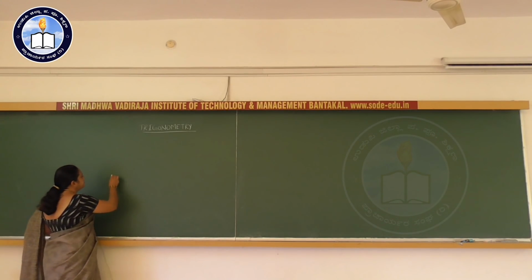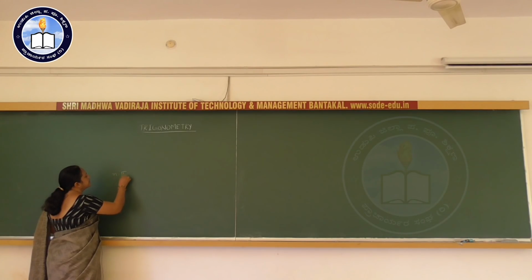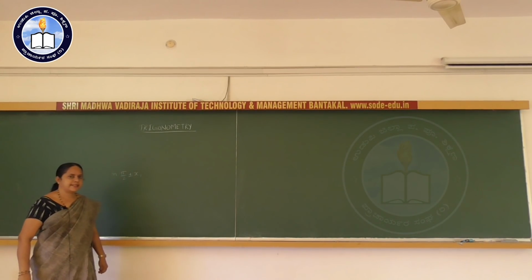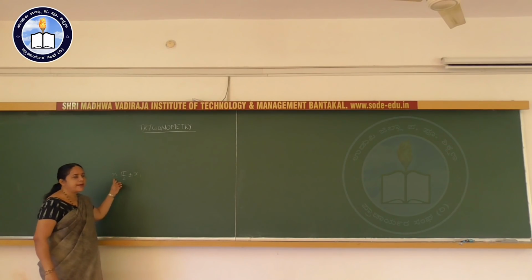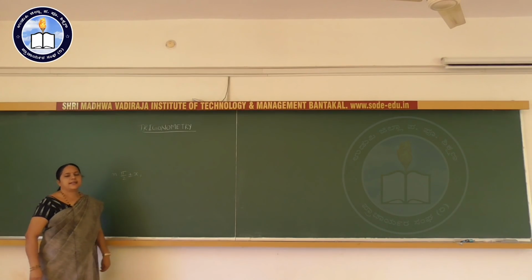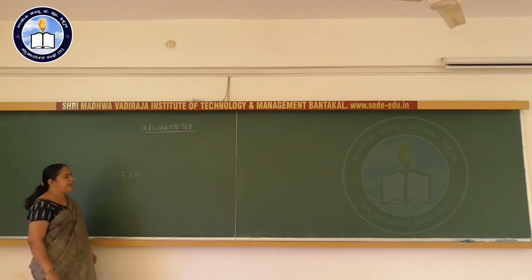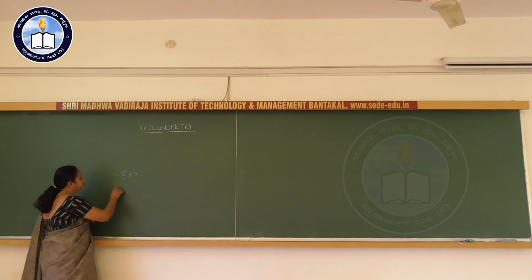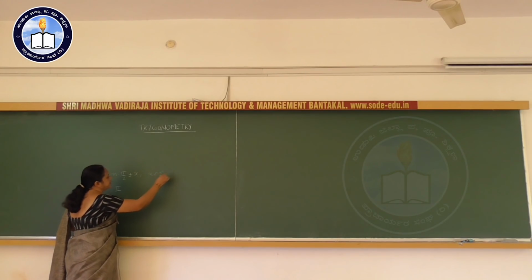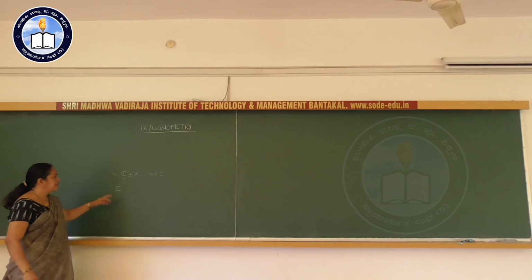Angles of the form n into 90 plus or minus x are called the allied angles of x. The angles of the form n into pi by 2 plus or minus x are called the allied angles of x. That means n may be any integer.